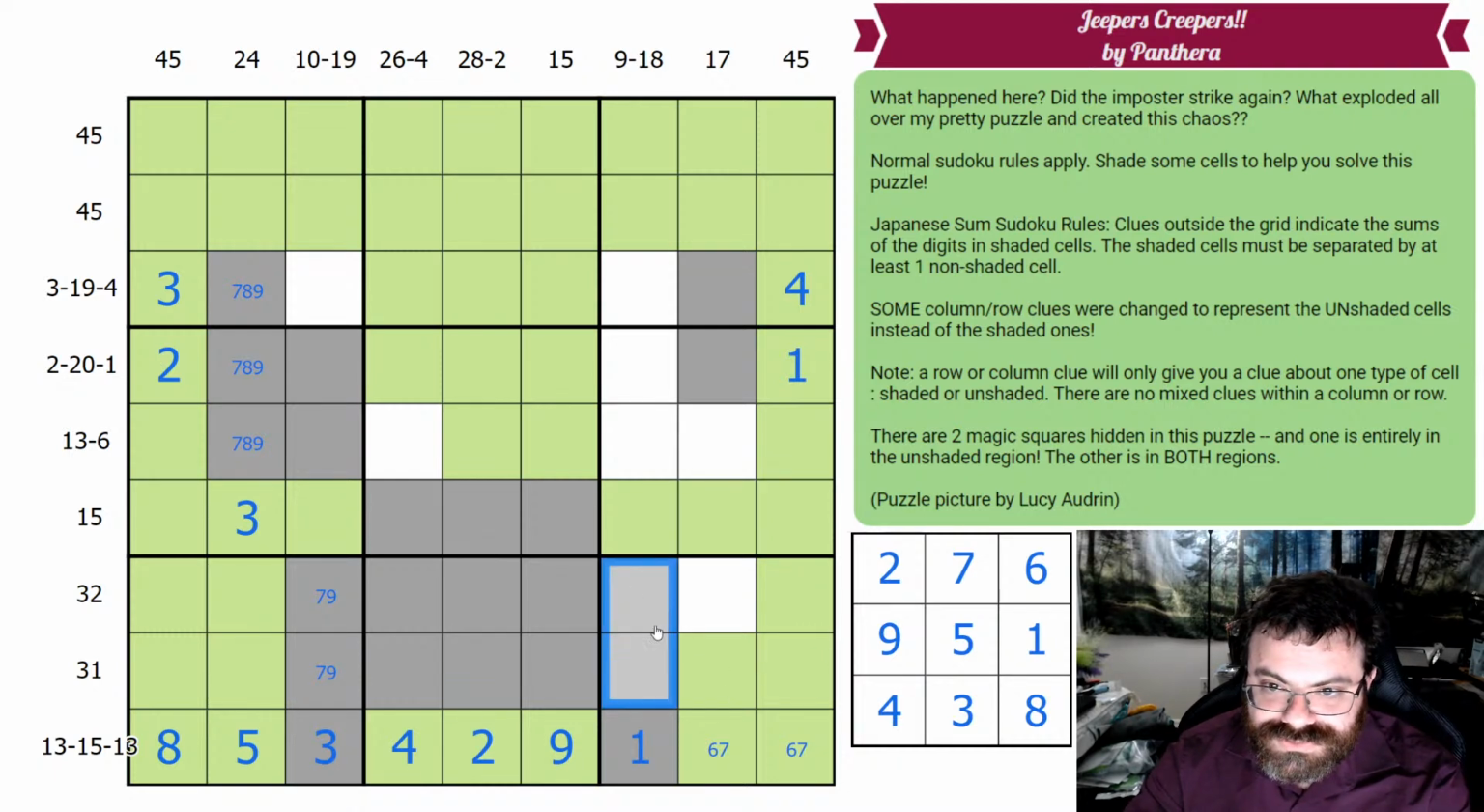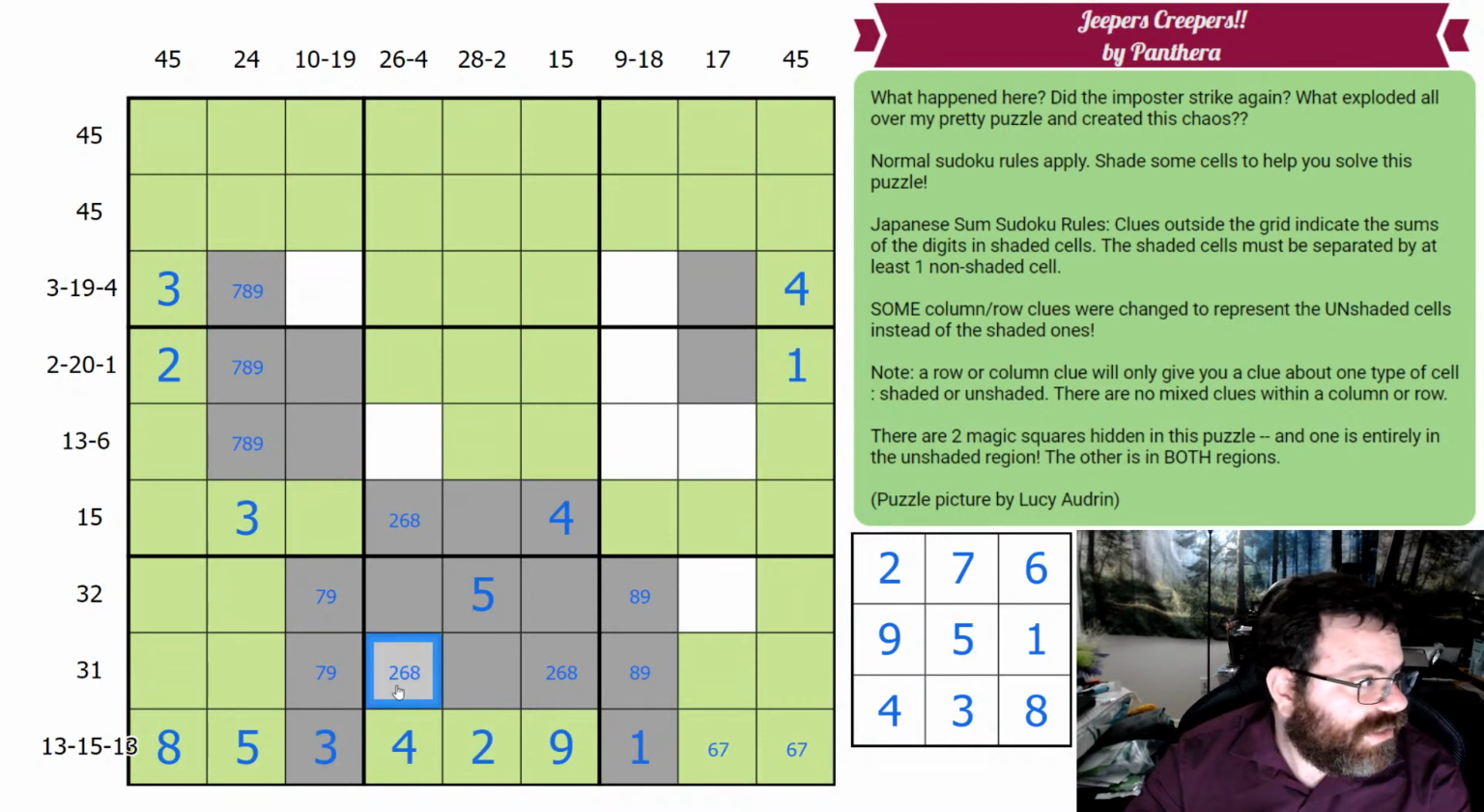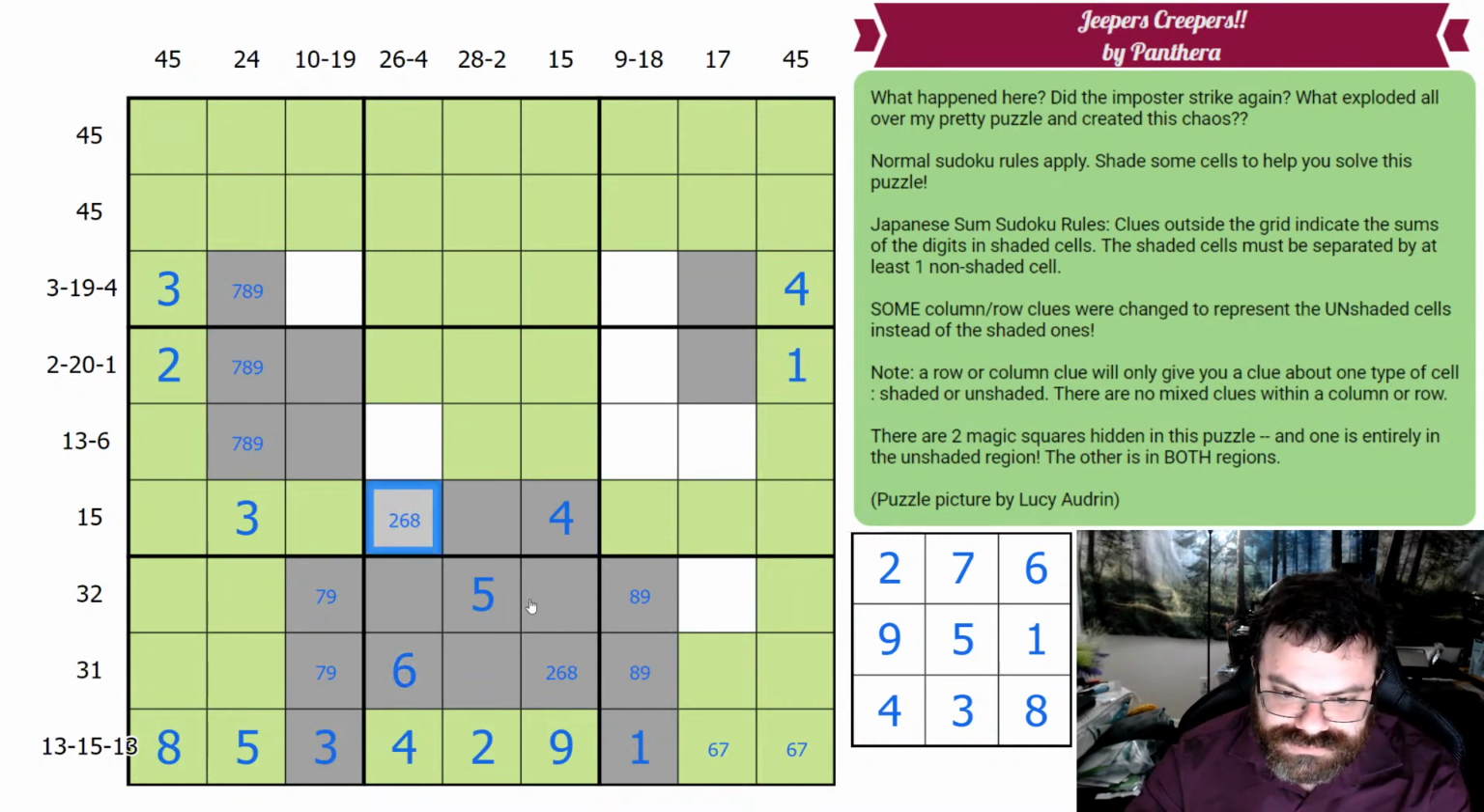Means this adds to 17. It's 9, 8. We have a 5 here. These, oh shoot. These are 2, 4, 6, 8. These are not 4. Oh, this one's not 4 either. So this is the 4. So then this is 6.